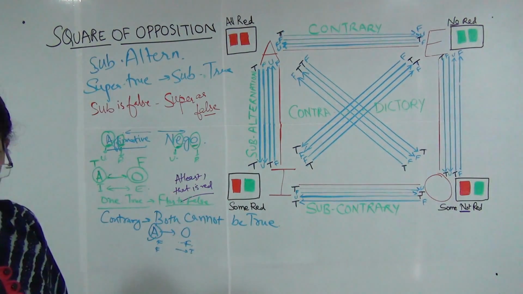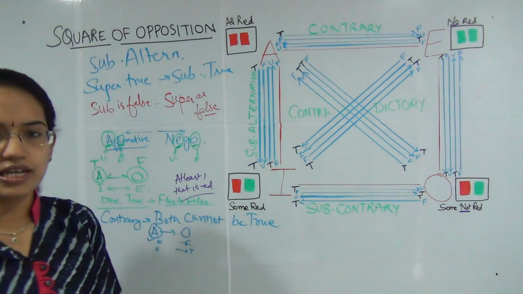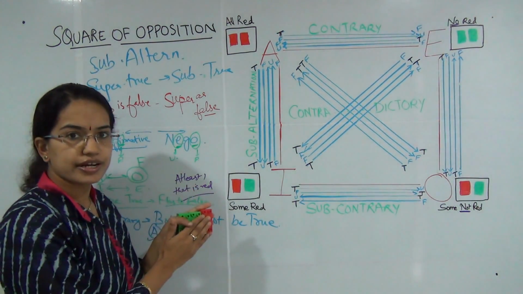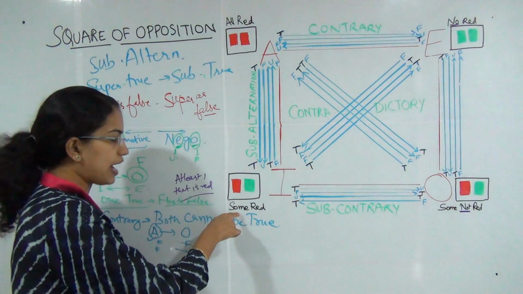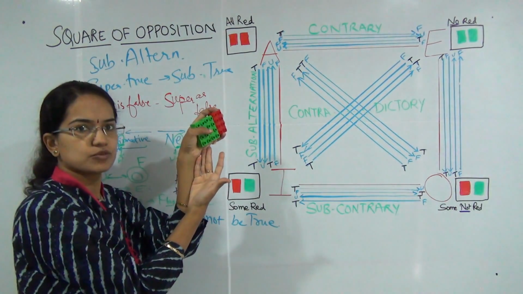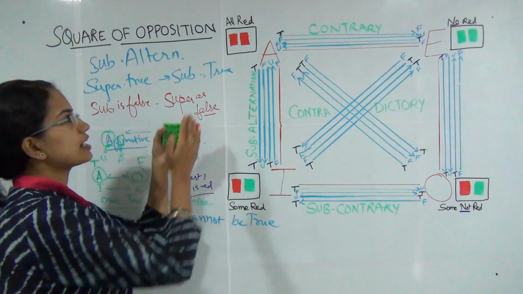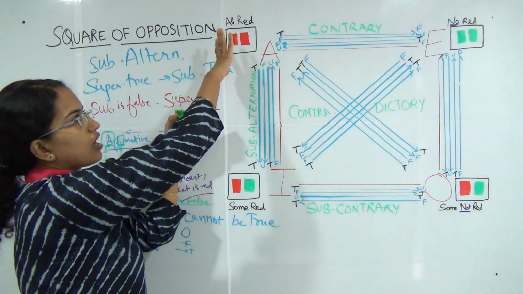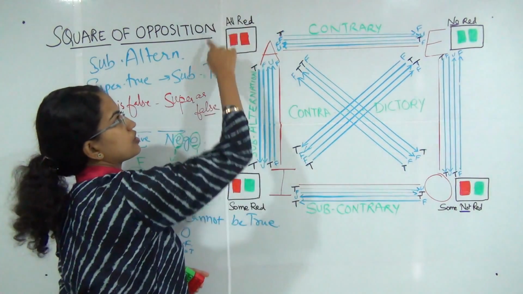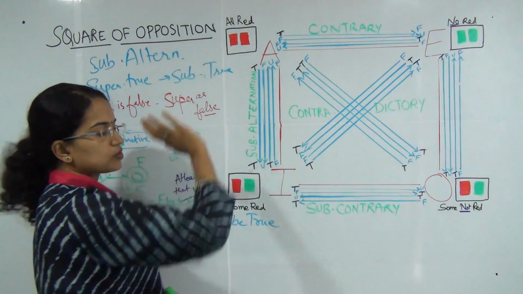If sub is false, that means some blocks are not red in color. So there are some blocks which are not red in color. If that is false, then all blocks are red in color, that automatically becomes false, as we can see here. If there are some blocks which are not red in color, I can definitely say all blocks are not red in color. So if this is false, this automatically becomes false. So if sub is false, super automatically becomes false.